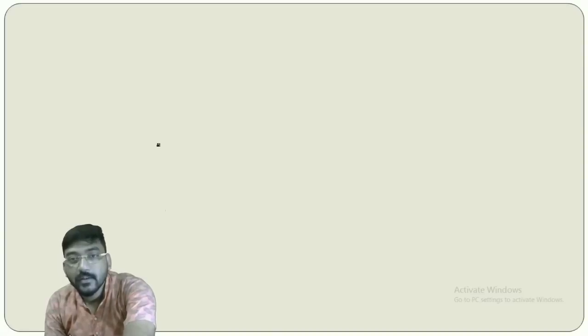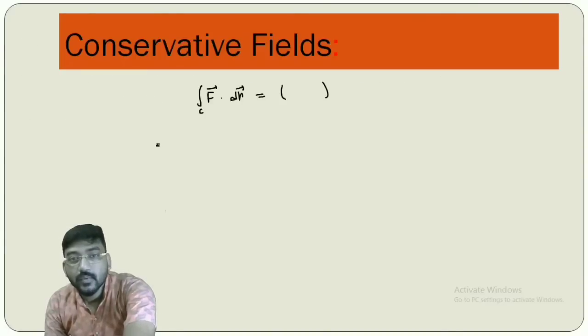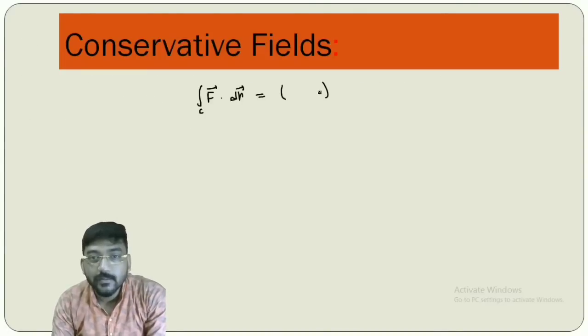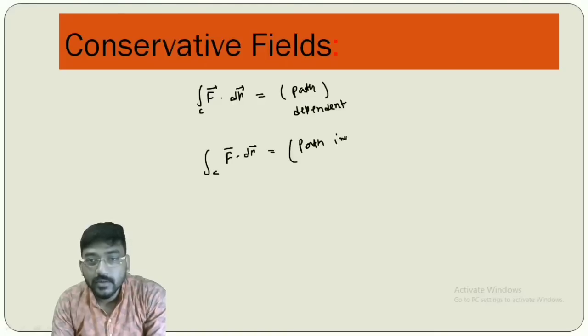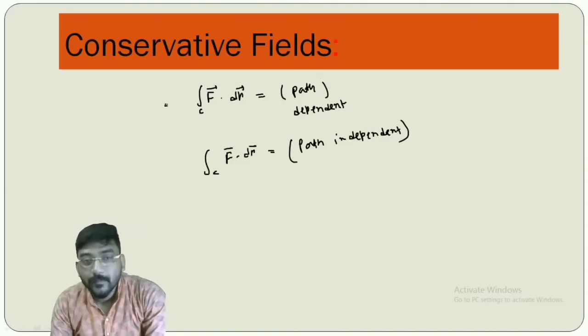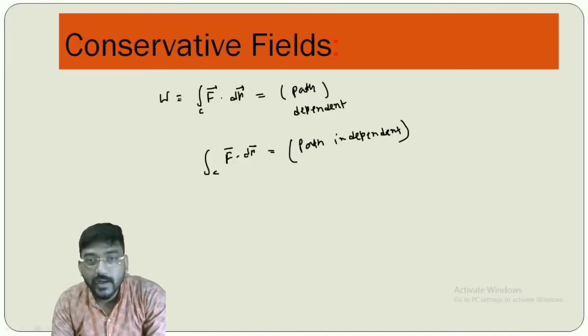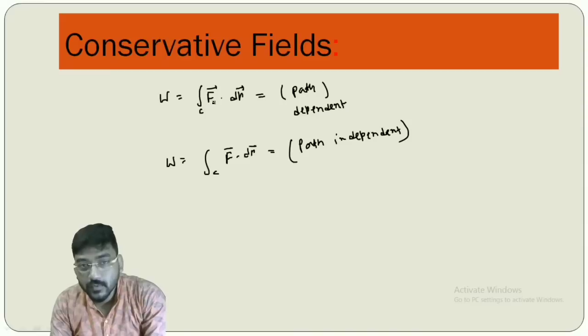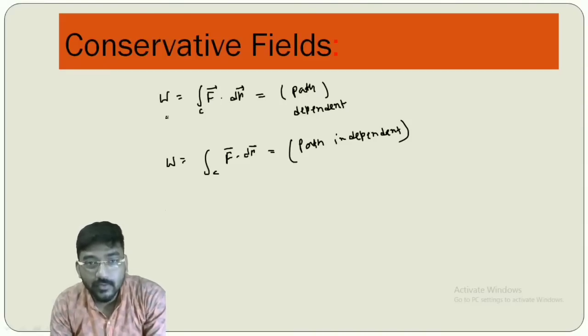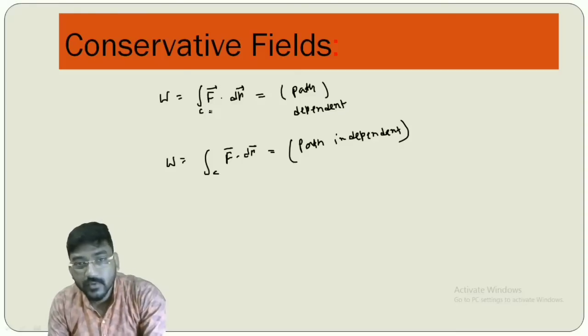So here we have seen two kinds of things. One is that the integral of f dot dr is path dependent, and sometimes we will see that the result of this integral is path independent. This closed integral of f dot dr is nothing but work done. If f is the force and dr is a small displacement along the path, then W represents the work done by the force f.